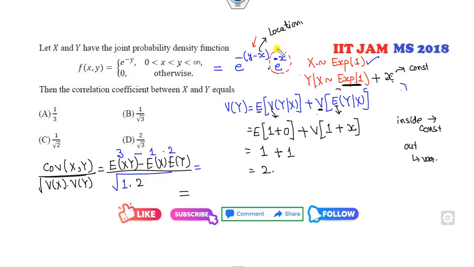So what is the right answer of this? That's 1 over 3 minus 2, which is 1 over root 2. 1 by root 2 is the right answer. Always remember, whatever the varying parameter is, for the inside, the parameter is my constant. For the outside, it is my variable.